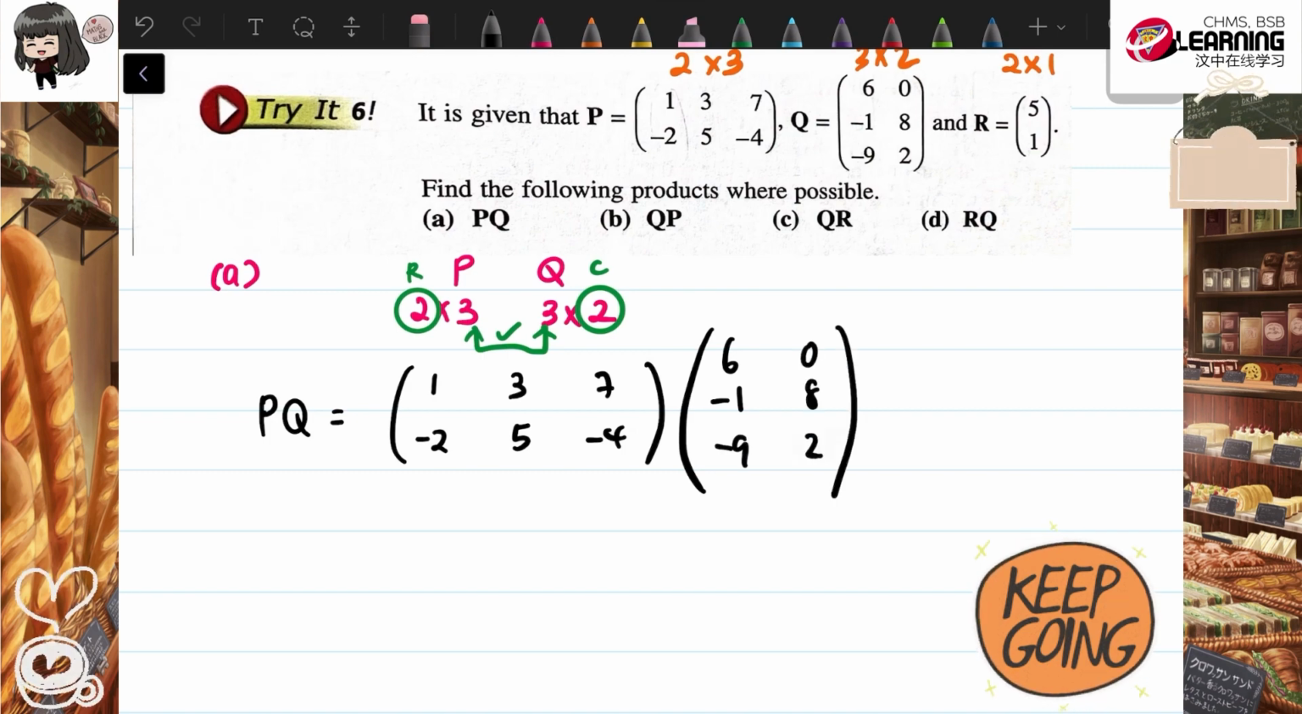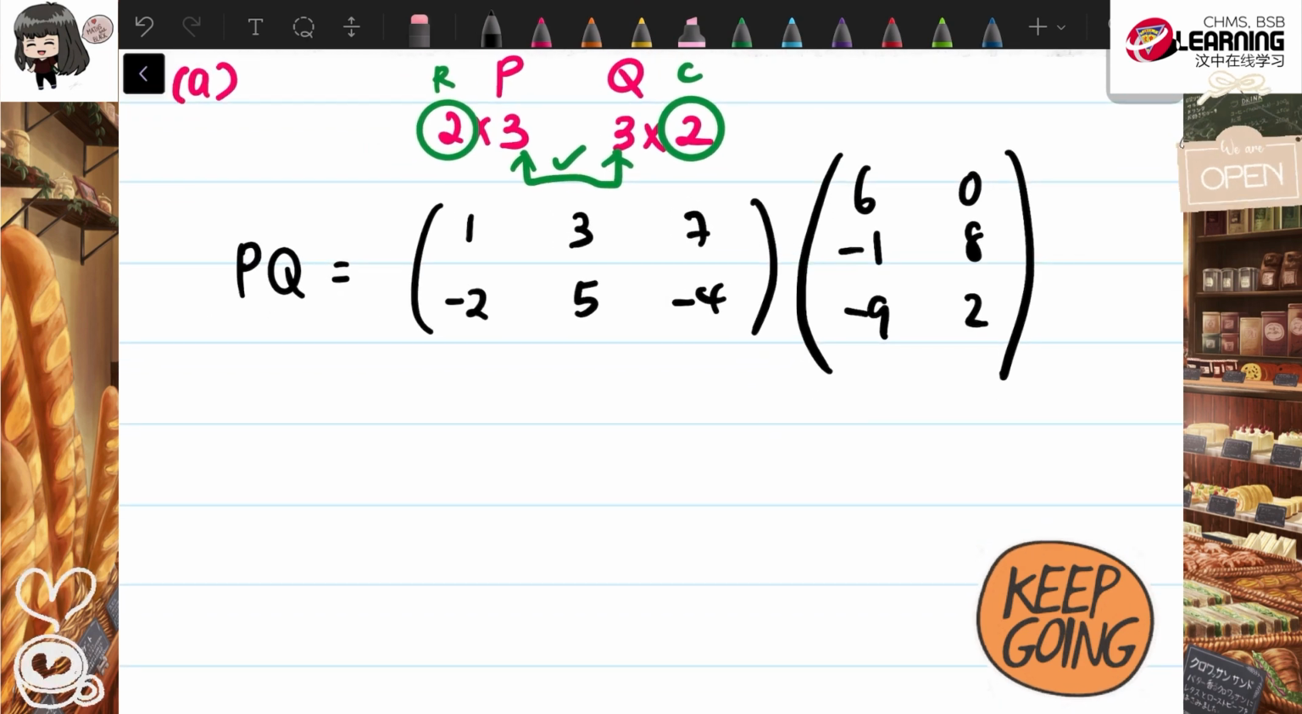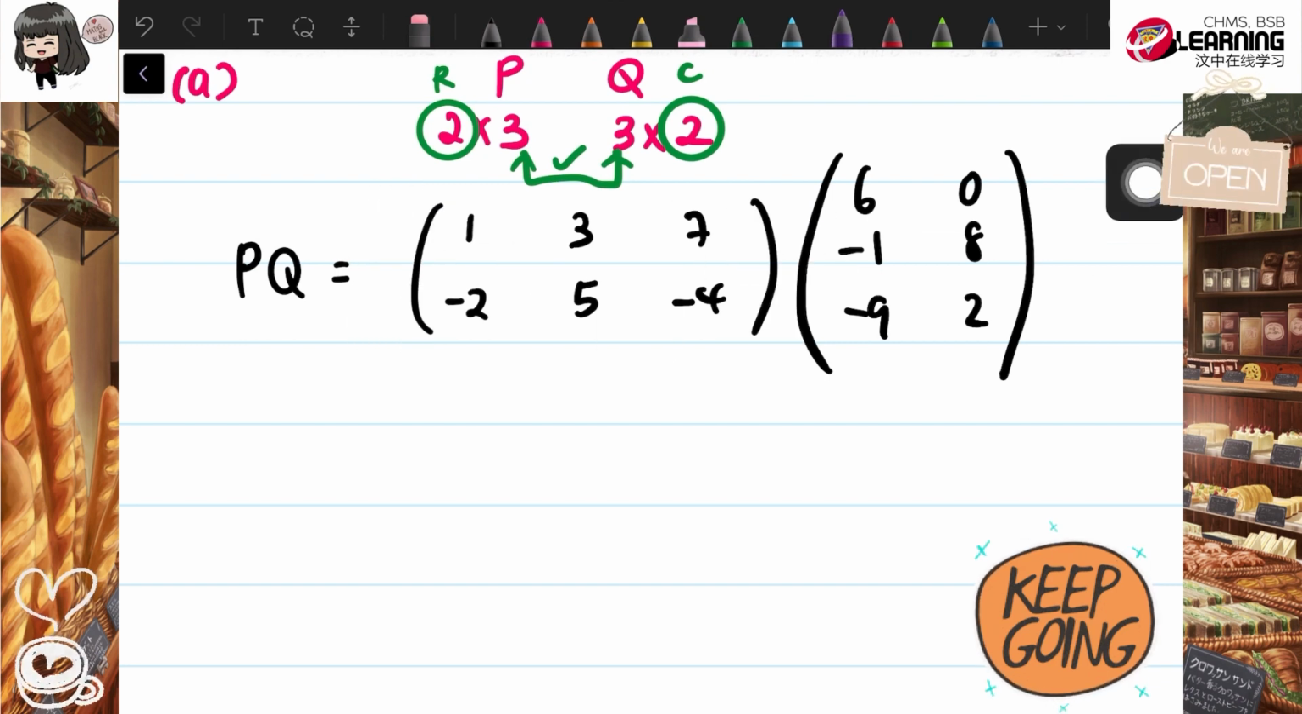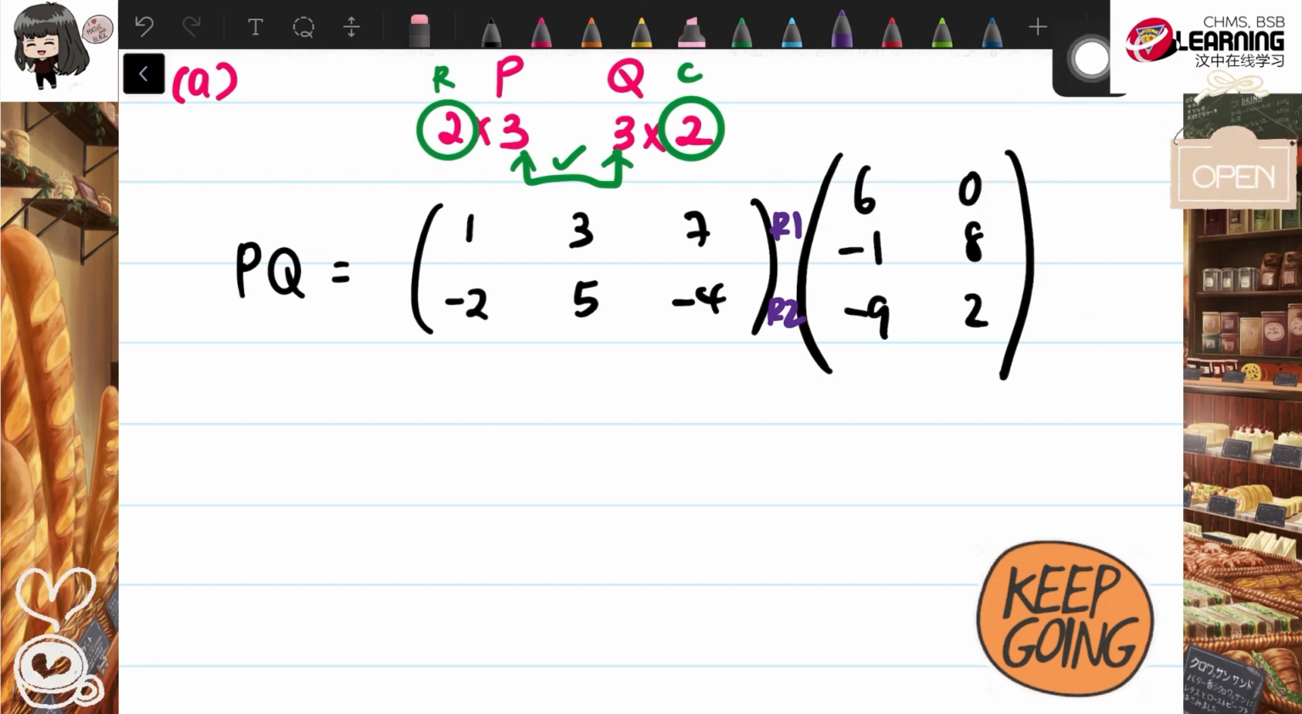So to multiply, as I say, you focus on row and column. Your product comes from P and Q, the row for your P and the column for your Q. For your P, there are 2 rows. I'll write down here: this is row 1, this is row 2. And your column here, you have column 1 and column 2.